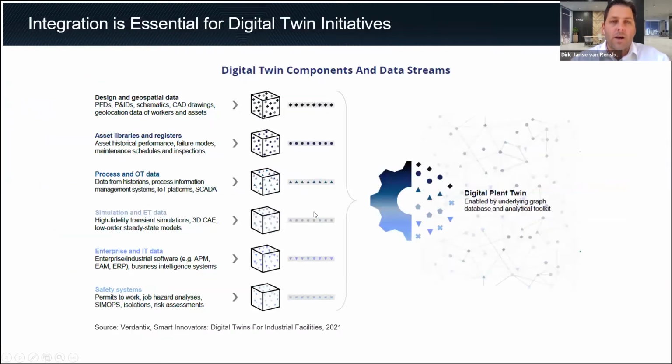And my last slide is, again, just to create that context. Within the asset management space, this is where it's all leading towards, the ability to create that digital representation of your plant or of your assets. And again, the Verdantix group has done, I think, very good research and published some models around that in terms of how you can construct these digital twins.